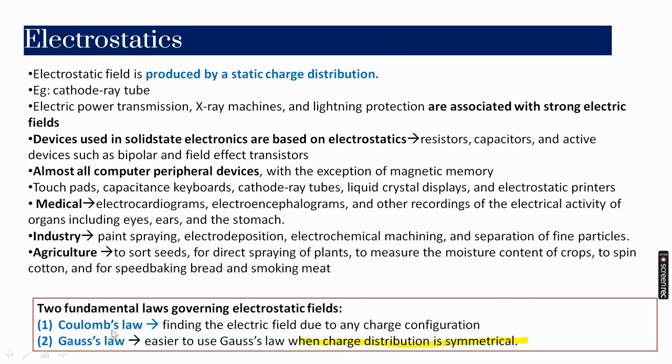So, what is the difference between the two laws? In Coulomb's law, I can find the electric field due to any charge distribution, whereas Gauss's law is one of the other fundamental laws governing the electrostatic field, where I can use this law to find the same electric field, but one condition is my charge distribution is symmetrical.